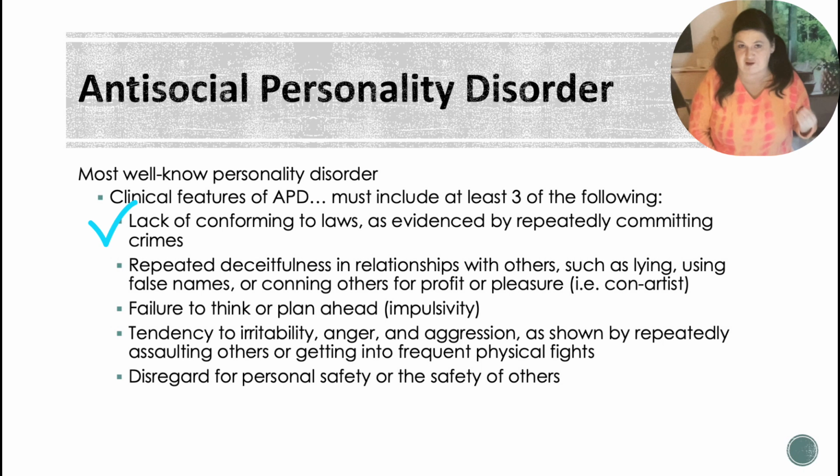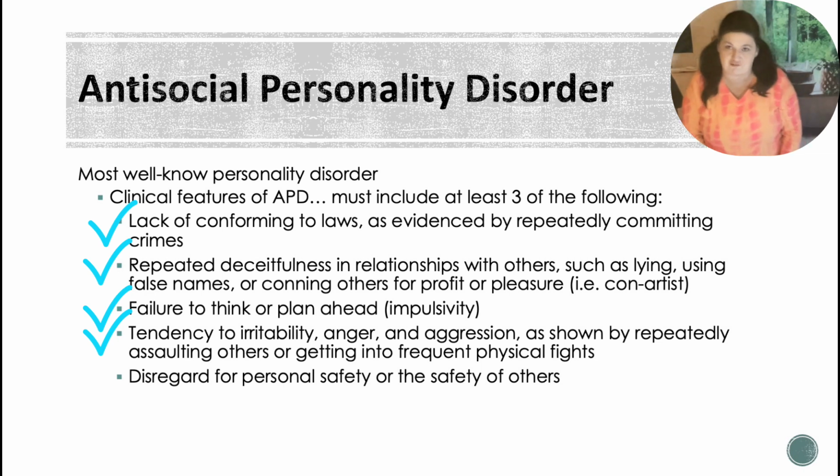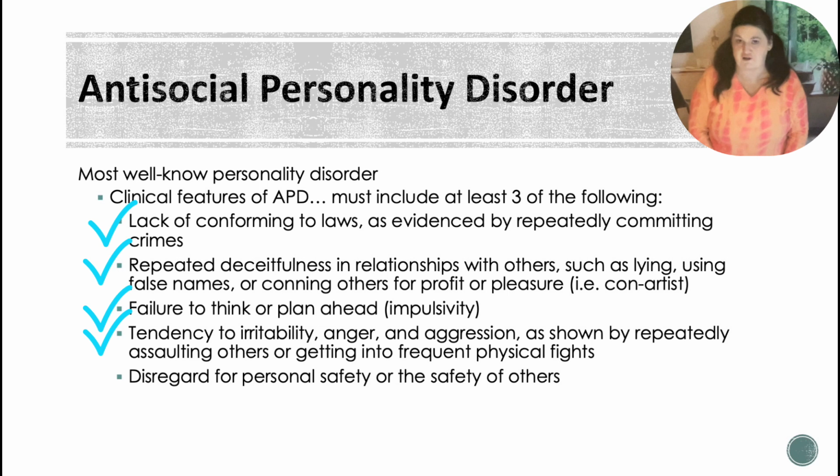There's repeated deception or deceitfulness, right? They lie in their relationships. They use others. They make up names. They con others for profit. They fail to think or plan ahead. There's a lot of impulsivity, right? A tendency towards anger and aggression, as shown by repeatedly assaulting other people, getting into frequent physical fights and arguments, a disregard for personal safety or the safety of others.